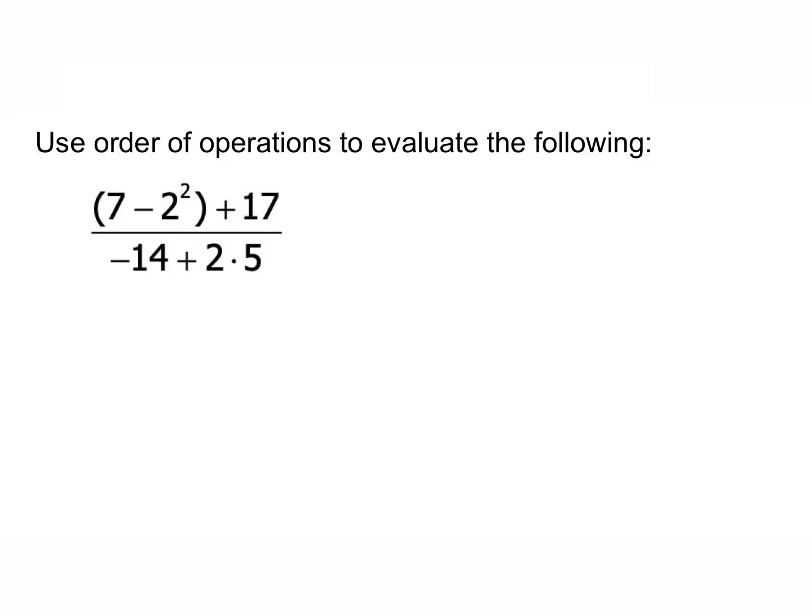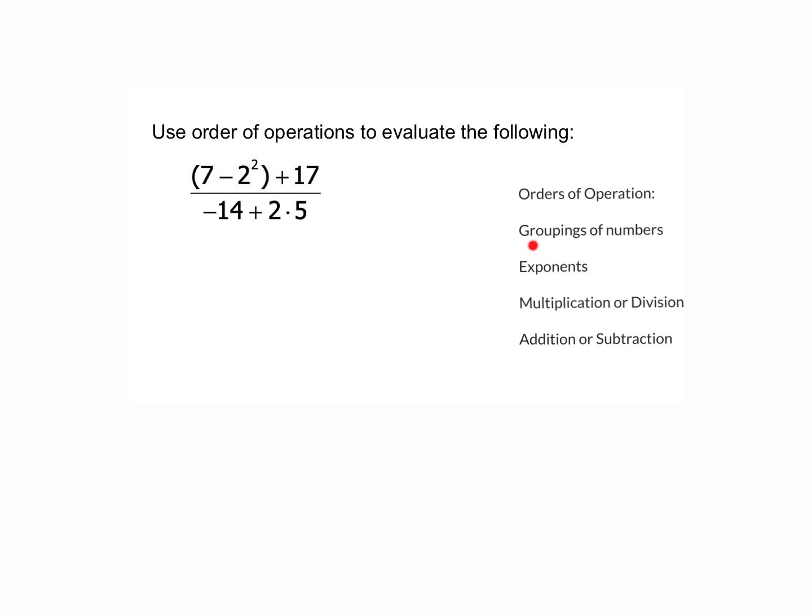Here we're going to use order of operations to evaluate the following. So we have groups of numbers here. It's actually the 7 minus 2 squared. But what we have to do here is actually use our order of operations again. So we have exponents, multiplication or division, and then addition or subtraction.